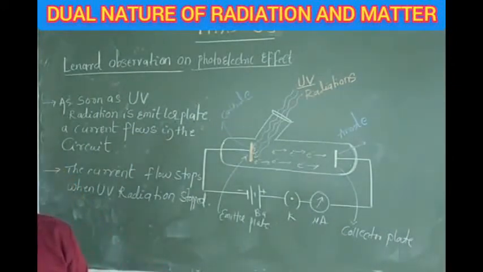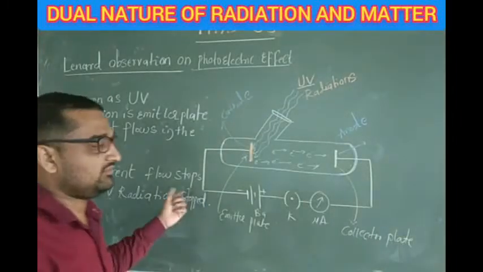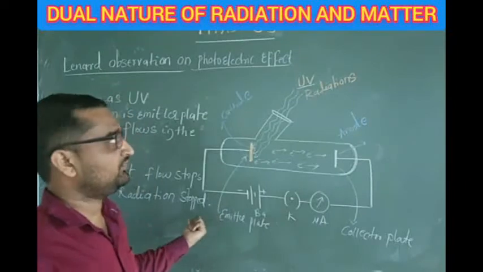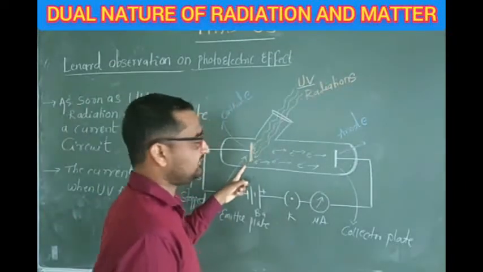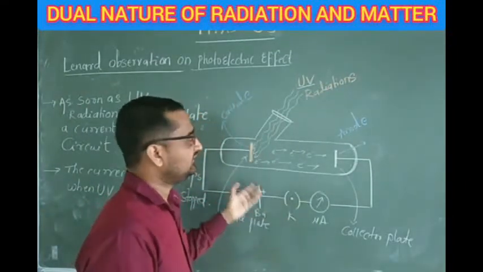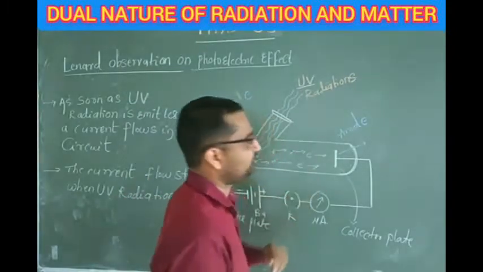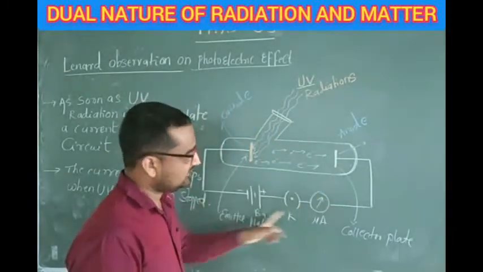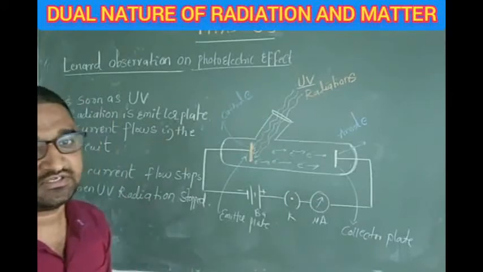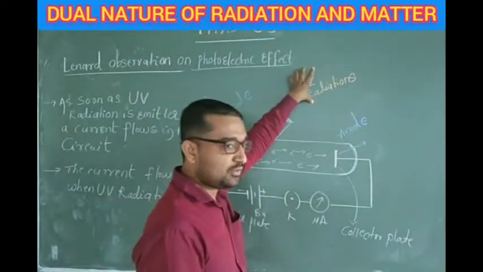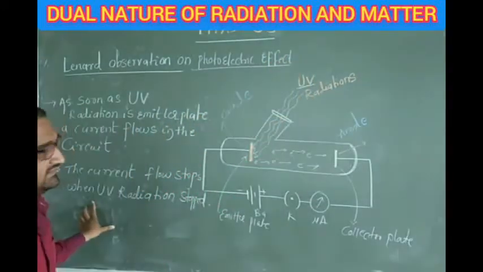The collector plate. Hence, because of these electrons, there is a flow of electrons in the external circuit, that results in the what? The current in the external circuit. So UV radiations fall on the emitter plate, the electrons are emitted, they move towards the collector plate, hence you will get the current in the external circuit. But when UV radiations are stopped, there is no current in the external circuit.